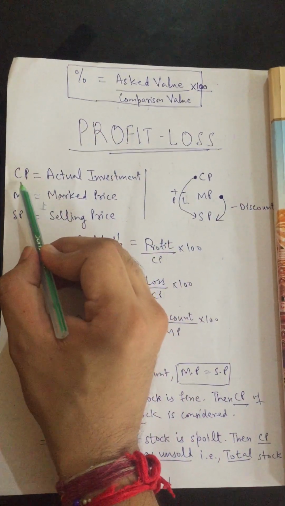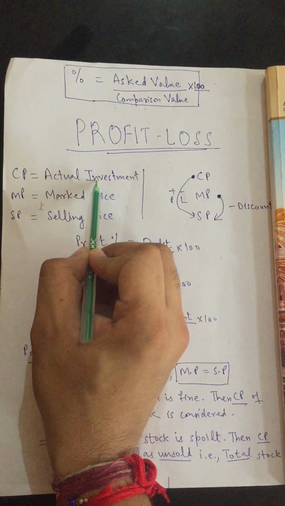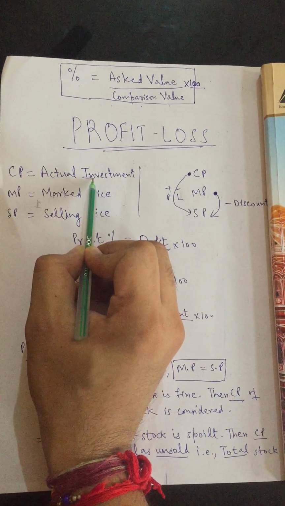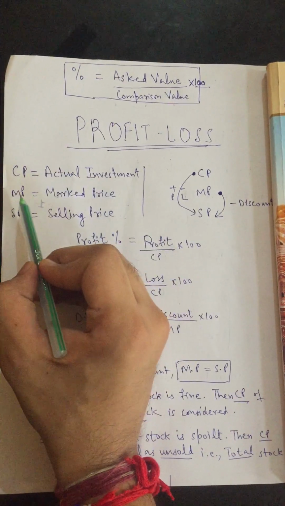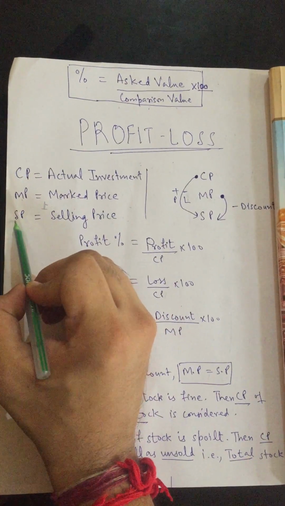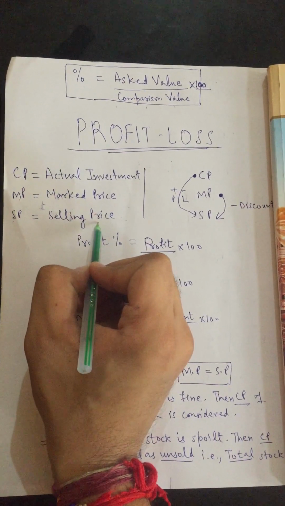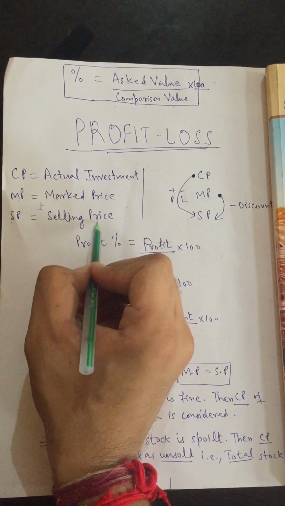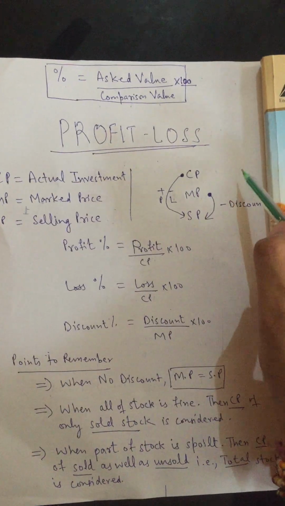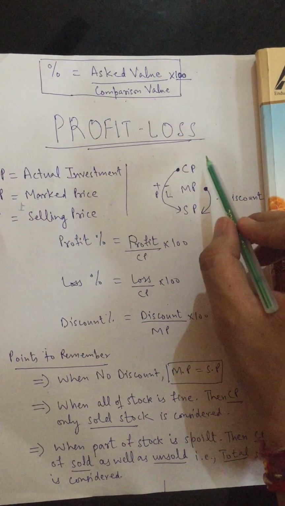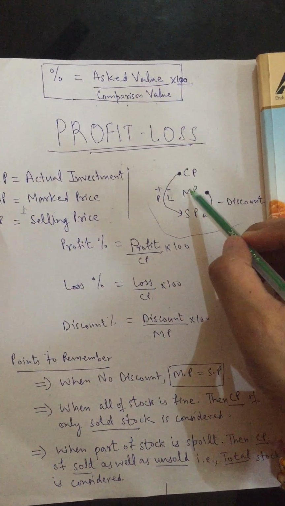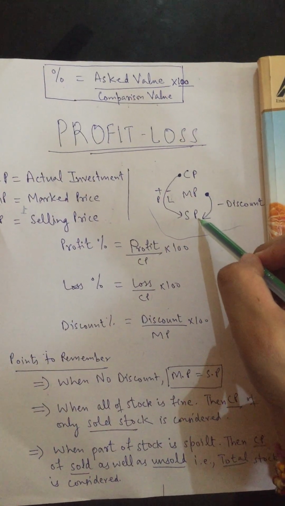Now, cost price is the actual investment that a businessman does, the actual amount of money that a businessman spends out of his pocket. Marked price is the price marked on the article. Selling price is the price at which finally the product is sold to the customer. Now, the whole profit loss is just condensed into this portion. So, CP, then MP, and then selling price.